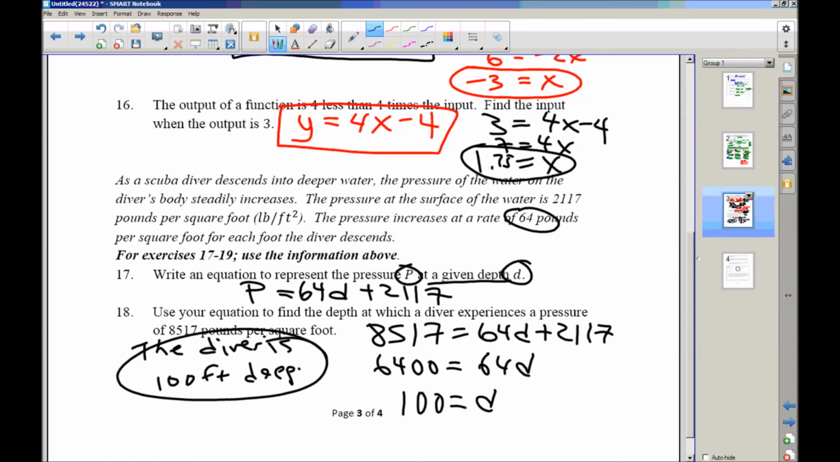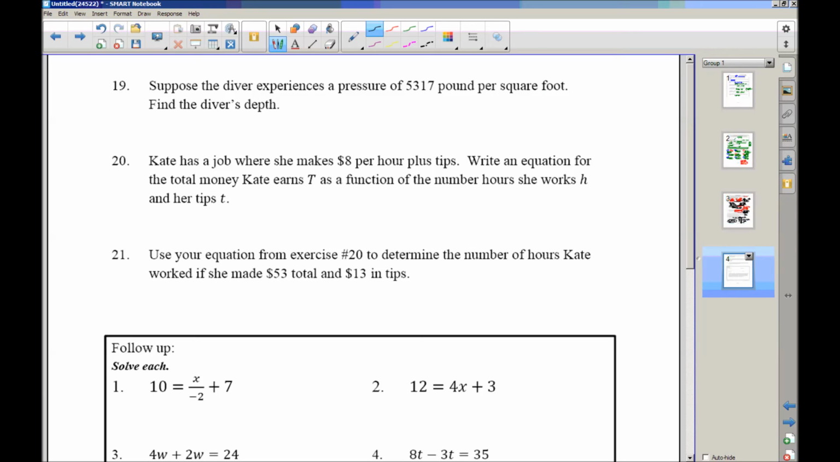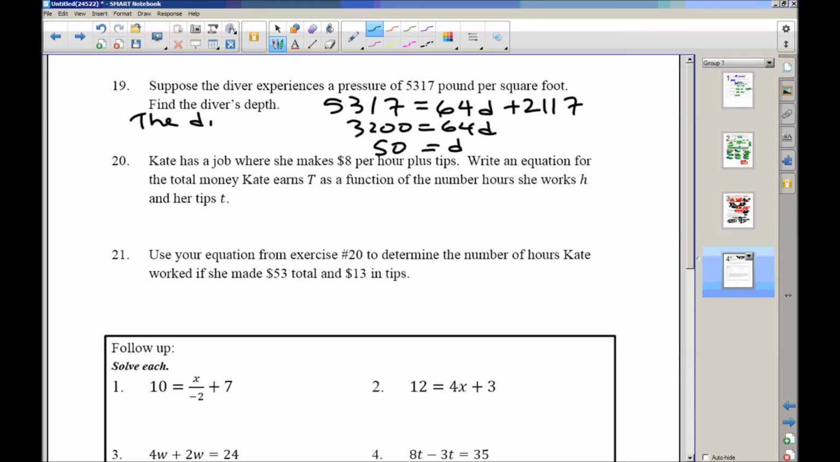Okay. There's one more question about this on the next page. This time the diver has 5,317 pounds per square foot of pressure, I'm sorry, and we want to find out how deep they are. So 64 times how deep they are plus 2,117. I subtract it over, I'm going to get 3,200, except I didn't write that. So 3,200 equals 64D. I divide both sides by 64, and I'm going to get 50. Okay, so the diver is 50 feet down.